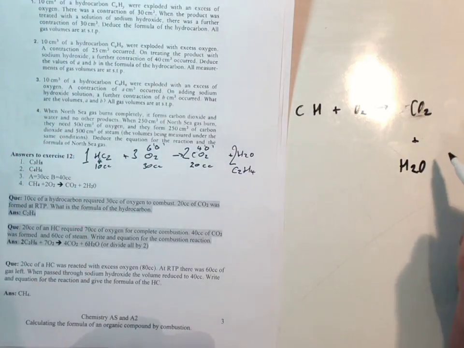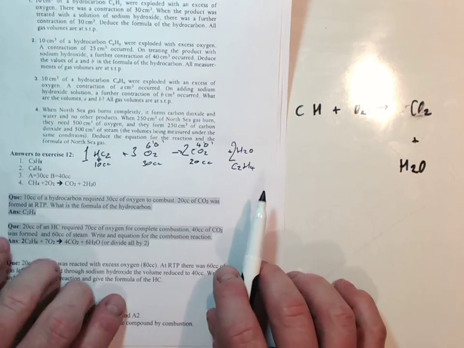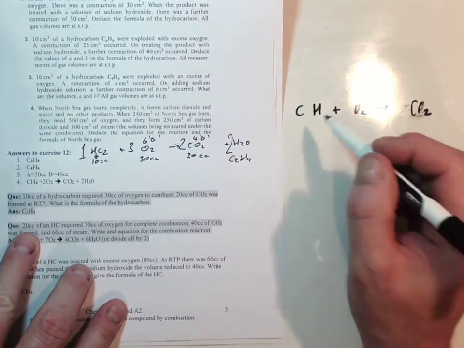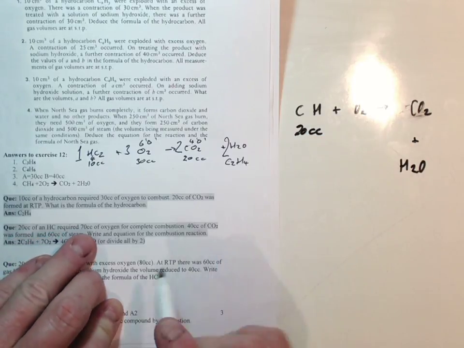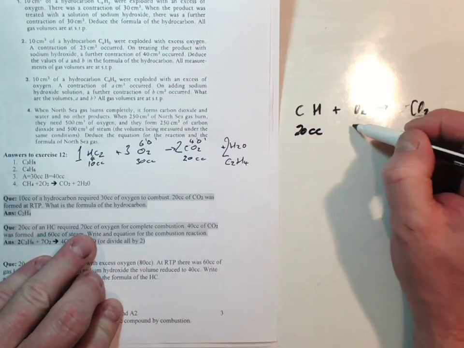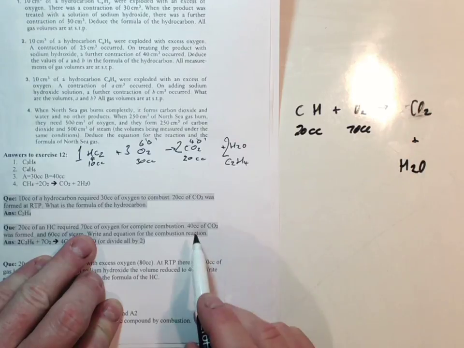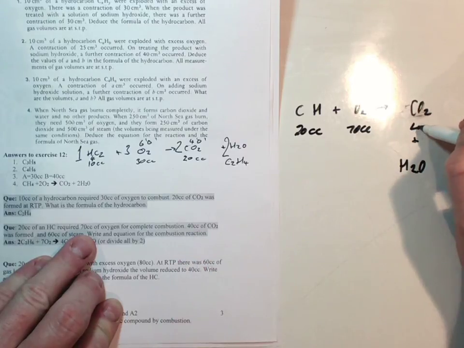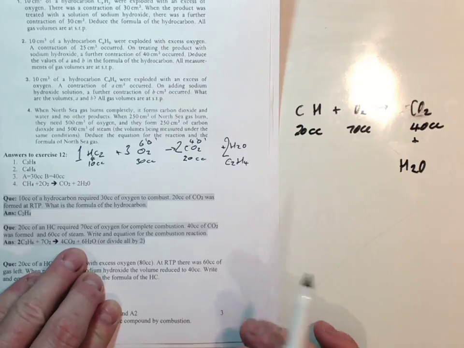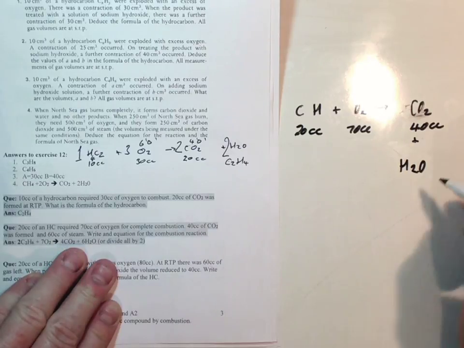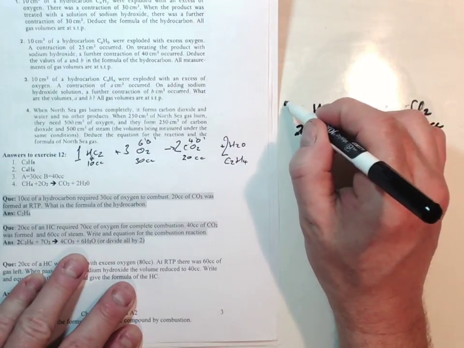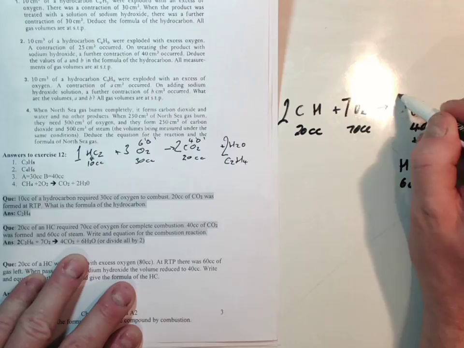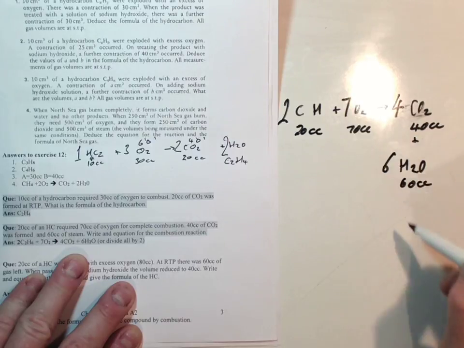Okay. Right, so let's have a look. We have been told that we've got 20 cc's of the hydrocarbon, so we'll put 20 cc's in there. 70 cc's of the oxygen was required, so we've got 70 cc's there. 40 cc's of that was made, okay, and we made 60 of that. So it couldn't be easier, to be honest with you. So we have 2 to 7 to 4 to 6.